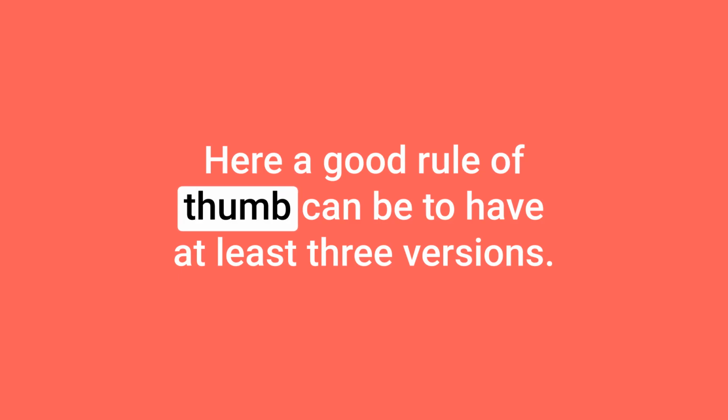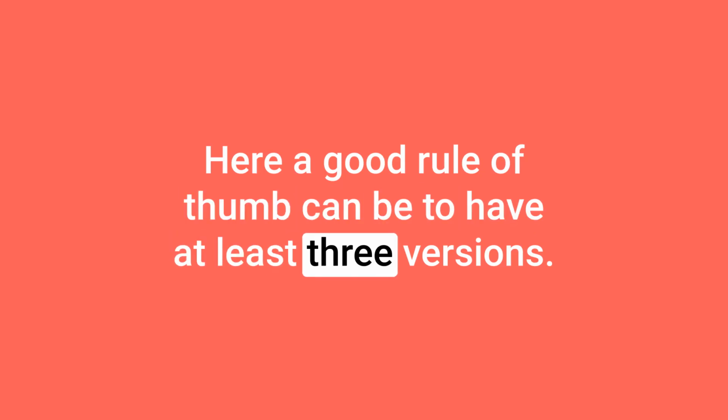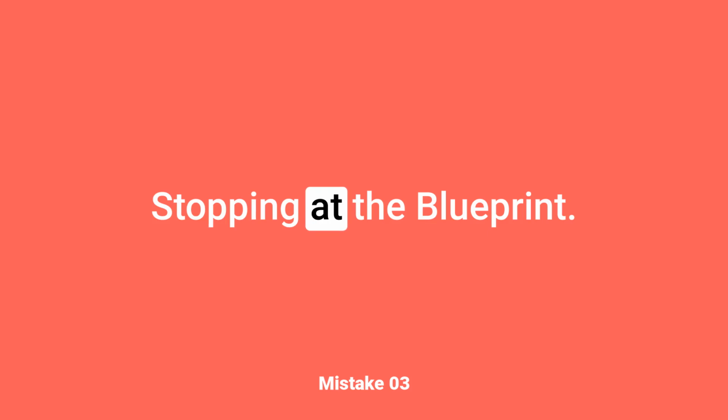Here, a good rule of thumb can be to have at least 3 versions. Because when you just have one, you're basically telling people, I've already figured everything out. You feel like a godlike figure, which isn't so. When you just have 2 versions, it's a fight. Either this version or that version. When you have 3 versions, you show people that there are many different possibilities, even if you just designed 3.